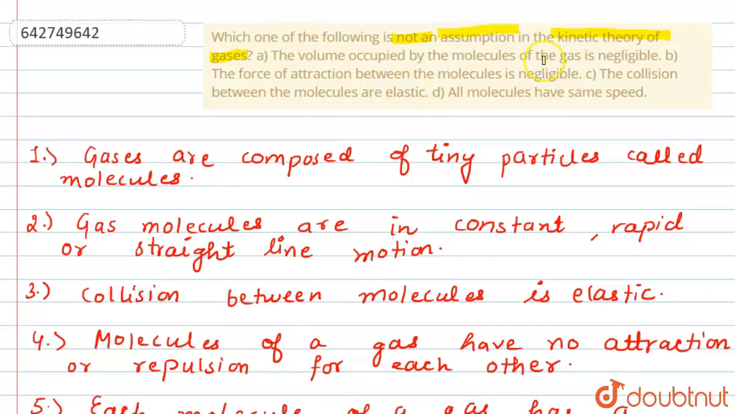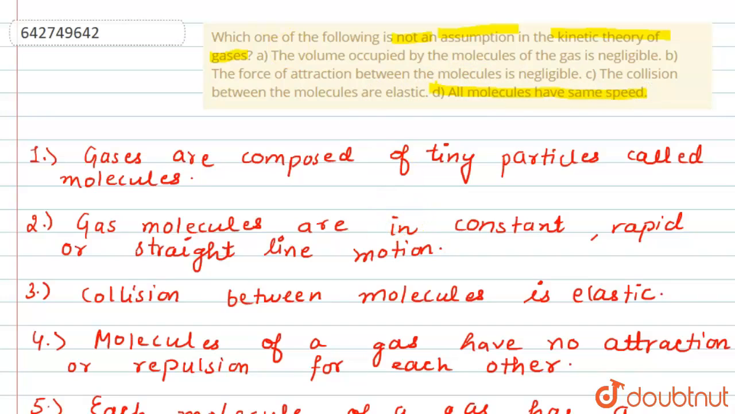Now let's see what options are given in the question. The first is that the volume occupied by a molecule of a gas is negligible. That is correct. The second, the force of attraction or repulsion of molecules is negligible, is also correct. The collision between the molecules is elastic, that is also correct. And option D, the molecules have the same speed. This is not an assumption because the molecules have different speeds.